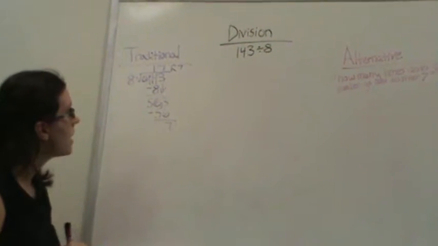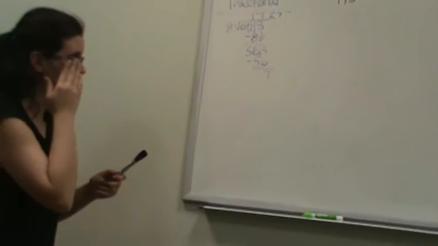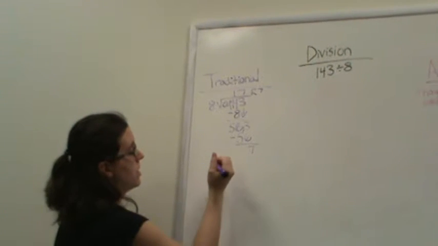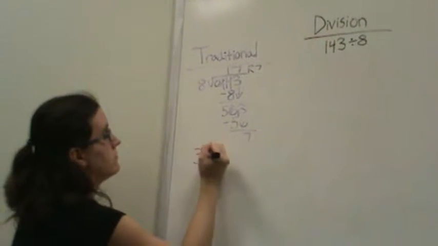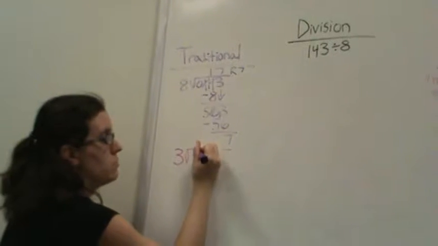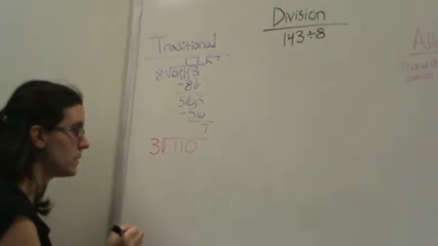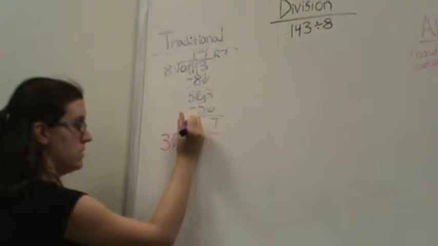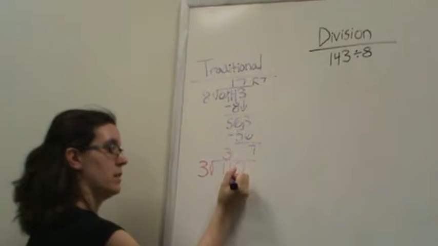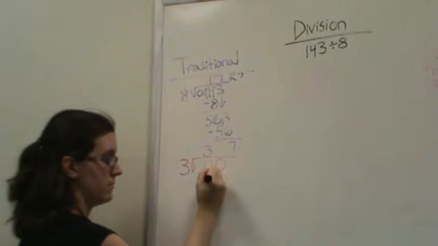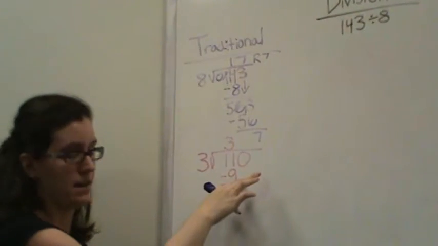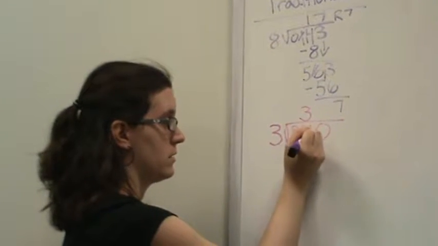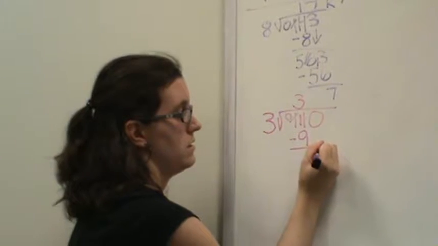And now let's try a different example of this, just one more, and then we'll go into the alternative method. So let's say 3 into 110. So we're going to split it up. We're going to do 3 into 11. 3 goes into 11 3 times. You write 9 down there. You cannot subtract 9 from 1, so you need to borrow again. Put a 1 here. And 11 minus 9 is 2.